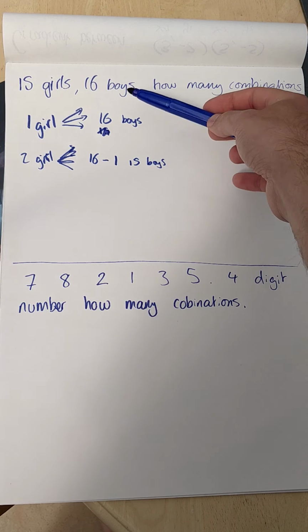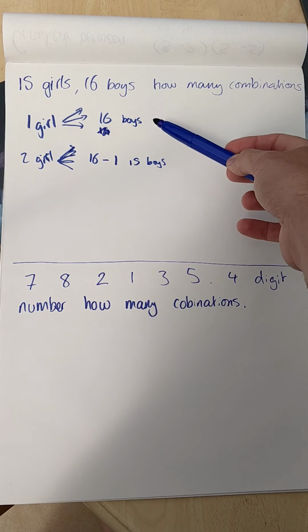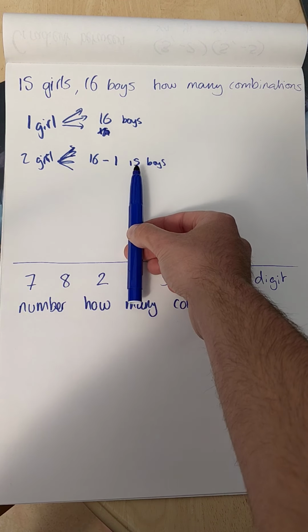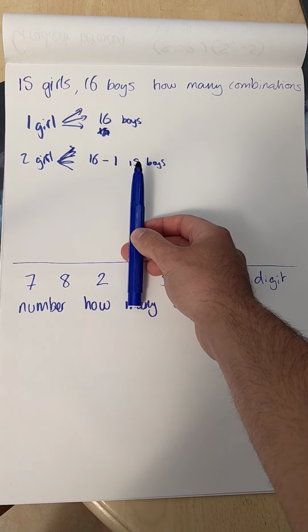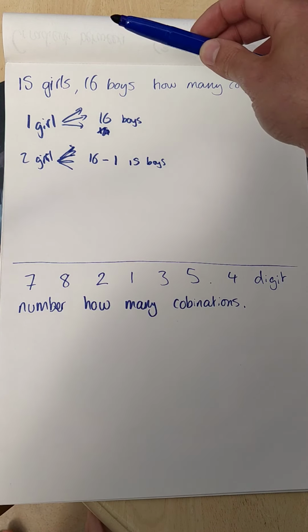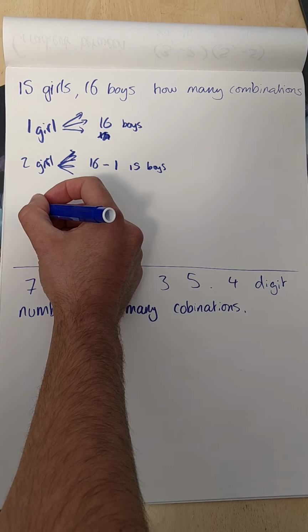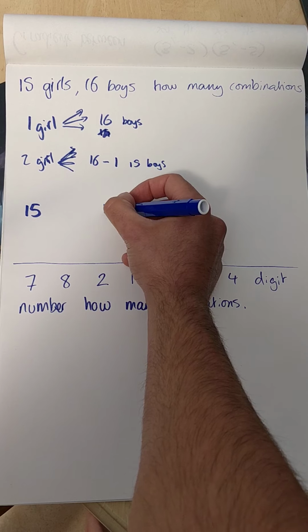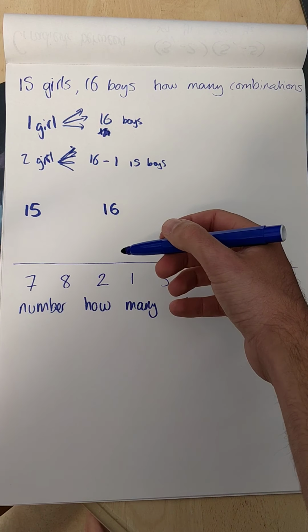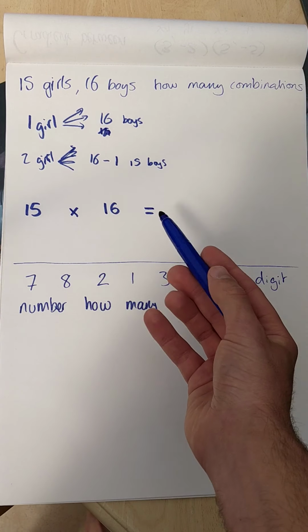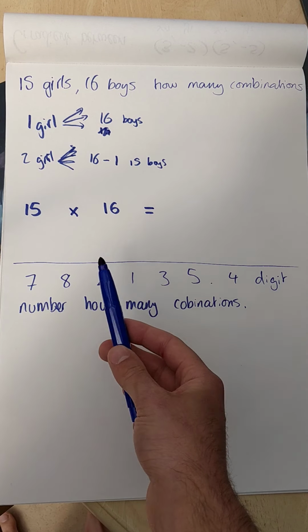Okay, so just with those two together, that's 16 combinations. Add 15 combinations. Okay, so it kind of adds up like that. But you've got 15 girls, all with 16 boys, and that is literally all you have to do for that one.